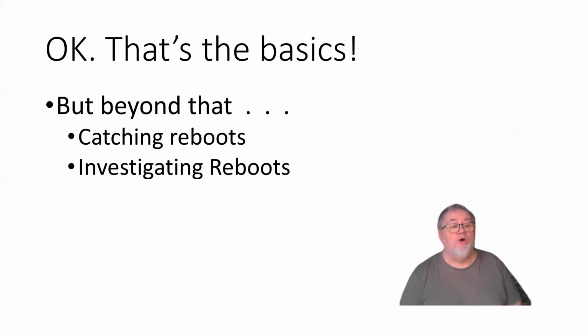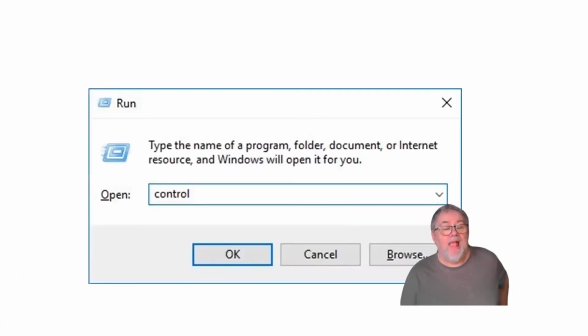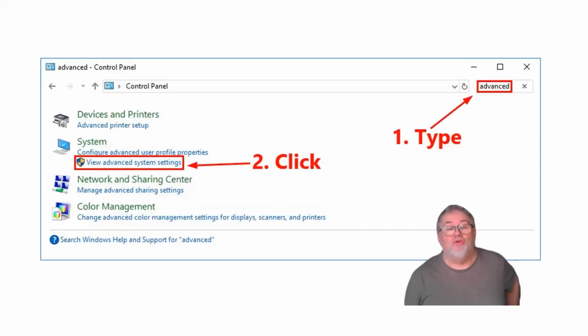So let's go a wee bit beyond the basics and talk about catching reboots and investigating them. If I use the Windows key plus R, that'll give me the run window. And in the run window, I can bring up control panel. And in control panel, if I go to the top right, I can type advanced. Once I've typed advanced in the top right, it will give me everything in the control panel that includes the word advanced. And I pick the one of those which is advanced system settings. And I click on it.